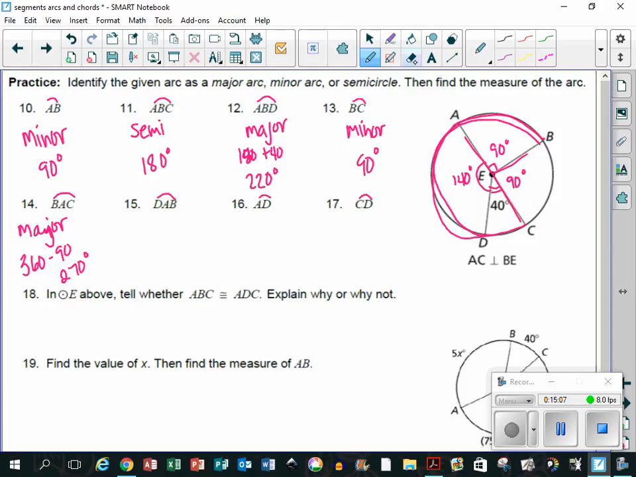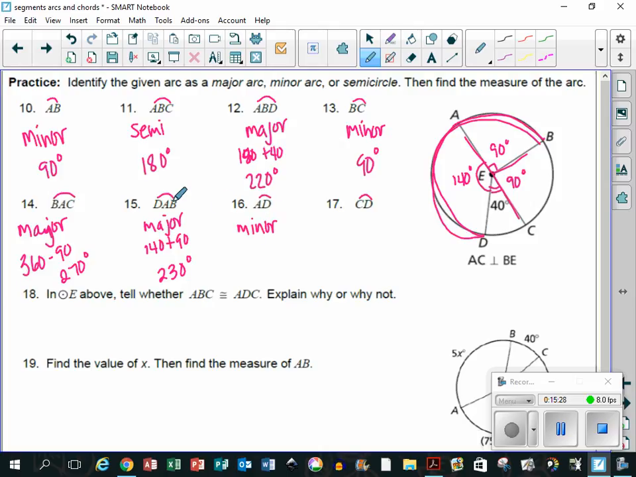DAB, so D to A to B. So that's 140 plus 90. So that's major. 140 plus 90 is 230. AD is this little piece here, so that's minor.